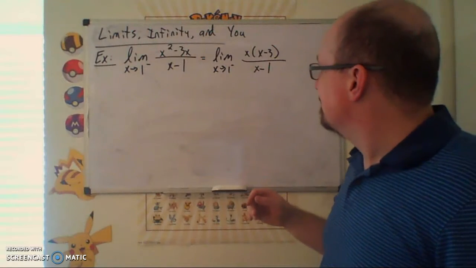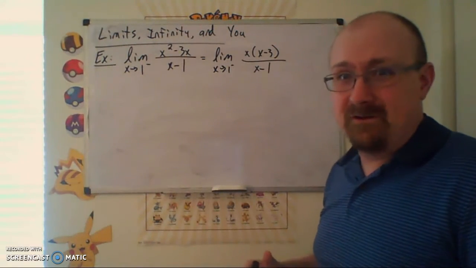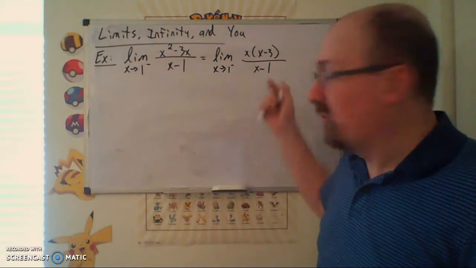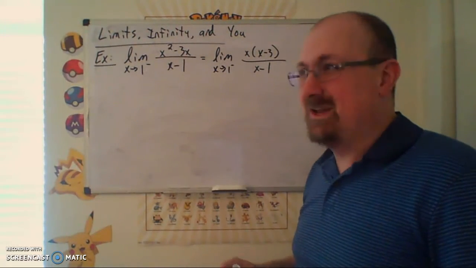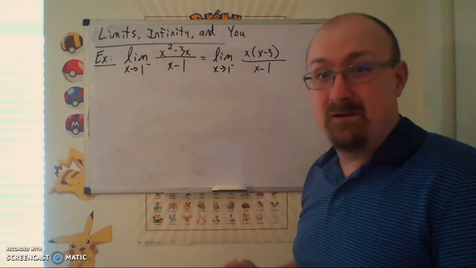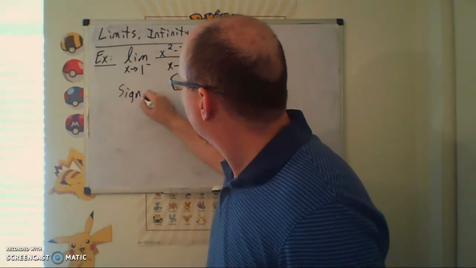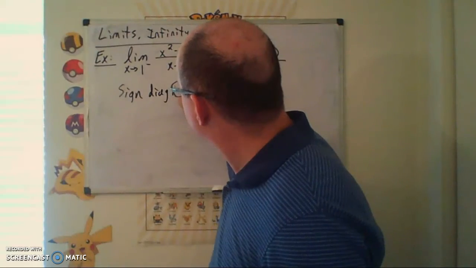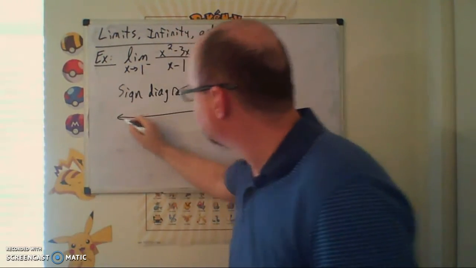So we're assuming that this limit is probably either positive or negative infinity just because of the whole 0 denominator thing. So what we can do to try to figure out what's going on is sketch out what you might have done in the past, something called a sign diagram. So the sign diagram here is going to be a number line.